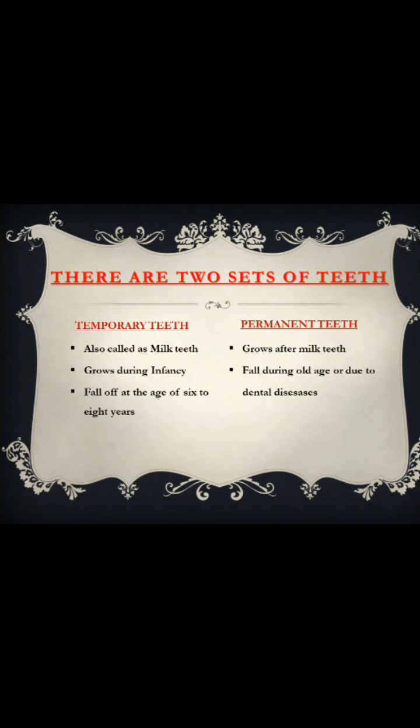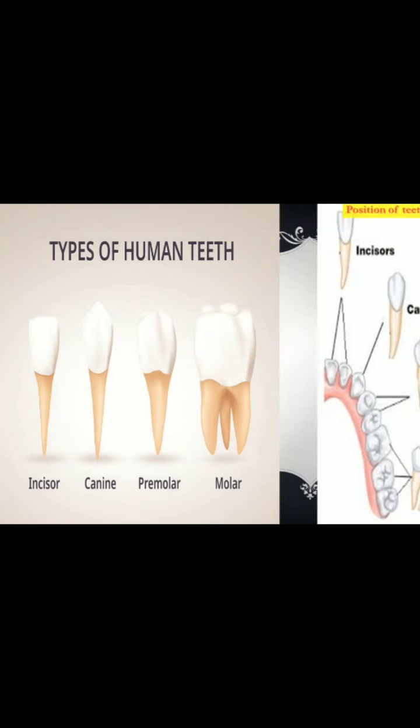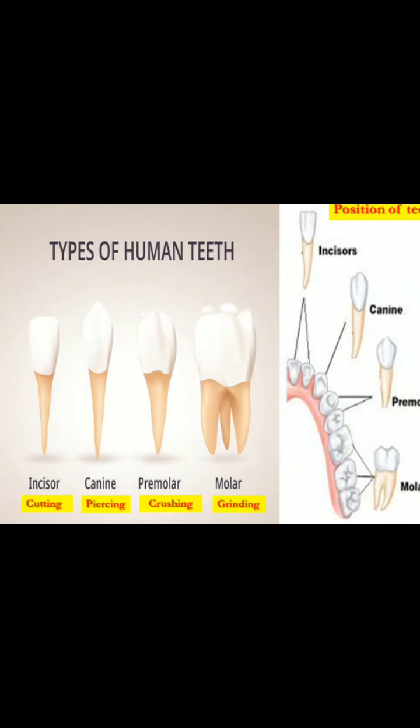In case of permanent teeth, they grow after milk teeth. They fall off during old age or due to dental diseases. There are 4 types of teeth in our mouth: incisor, canine, premolar, and molar. They have different positions and different functions as well.